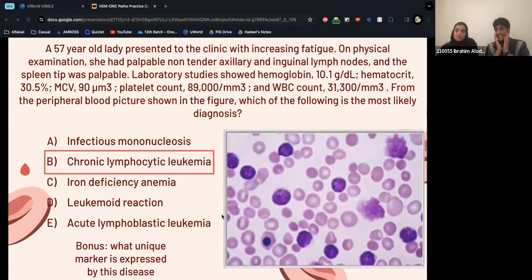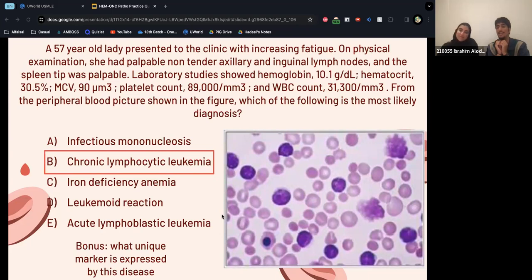I don't know. CD5. Correct, it's CD5. Why is that a unique marker? Why am I saying this is a unique marker? It is T cell. What is T cell? I knew, but I forgot.